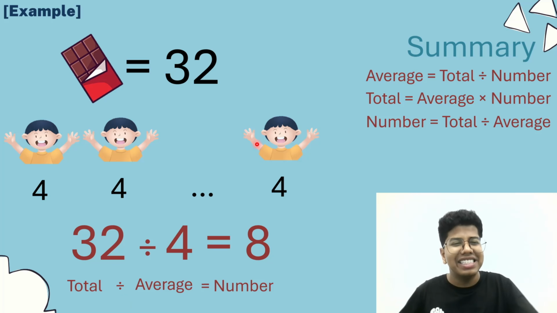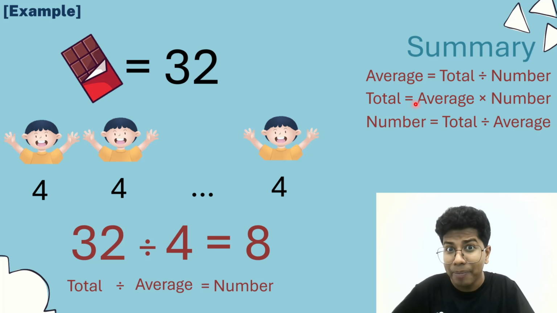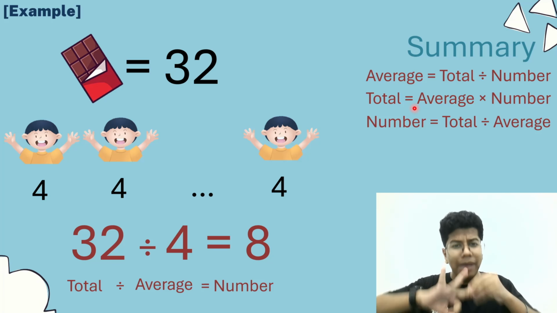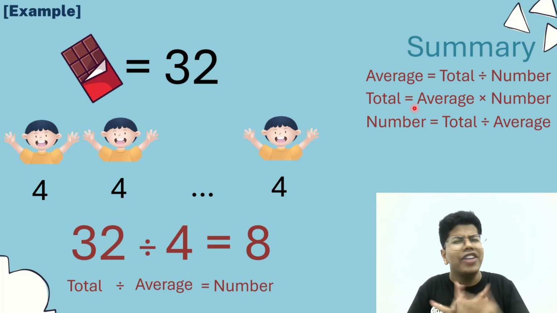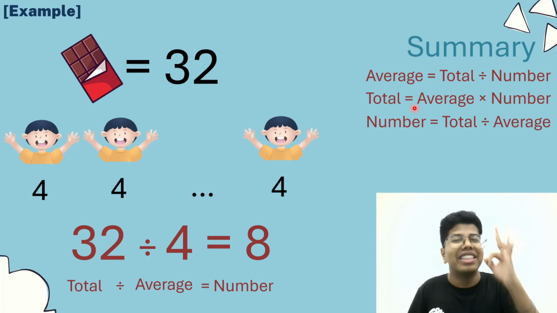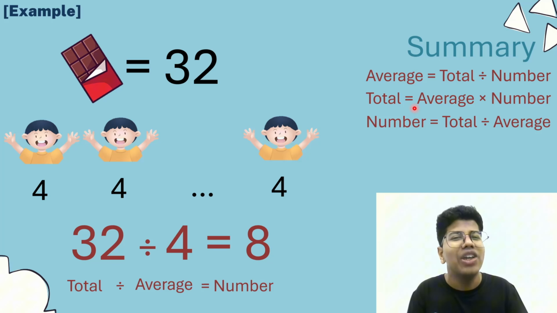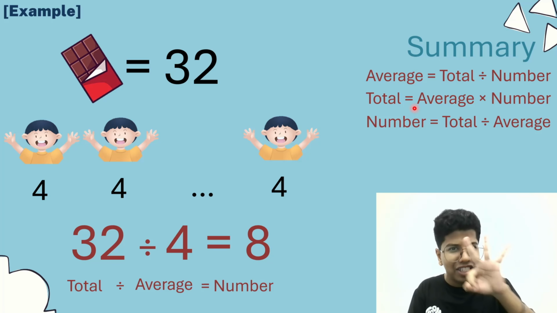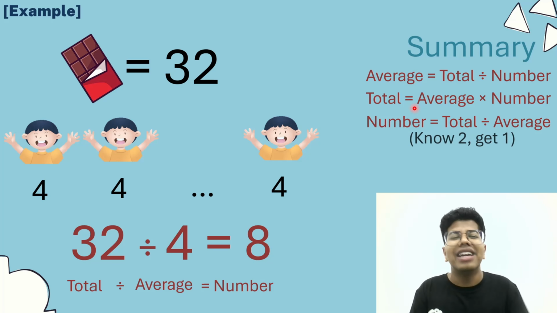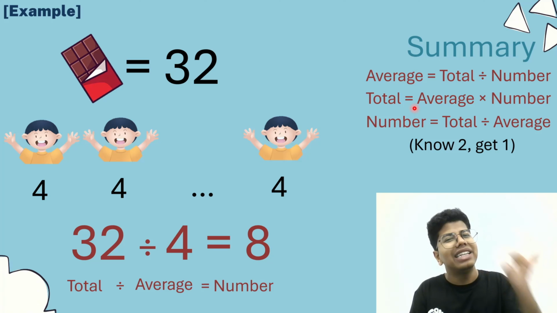So what we can understand, if you carefully look at these 3 formulas that we have just made, from these 3 quantities, total, average and number, if we just know any two values, we can easily find the third value by using any of the relations. So out of these three, we should know two, and then we can get the remaining one. Know two to get one.